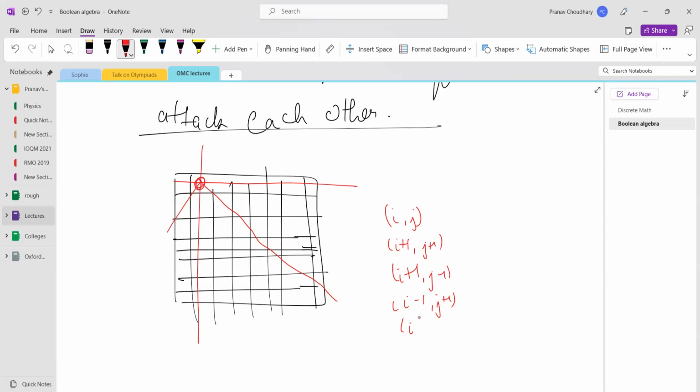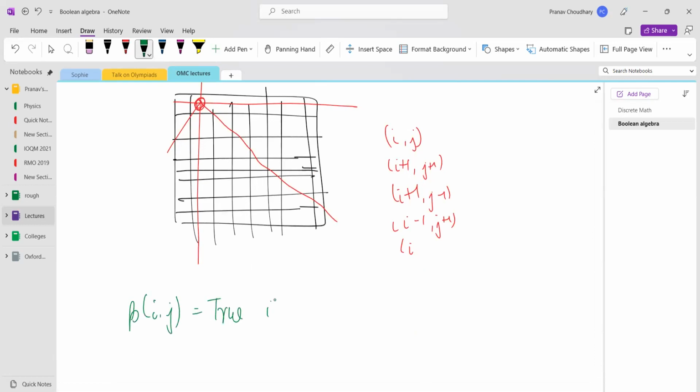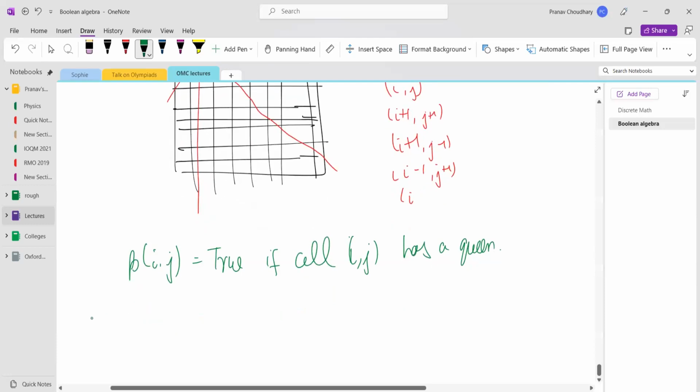Okay, so shall we start with whether the square has a queen or not? Yeah. So in this case, we can just take the propositional variable p(i,j) is true if cell (i,j) has a queen, right? So now what are the conditions?